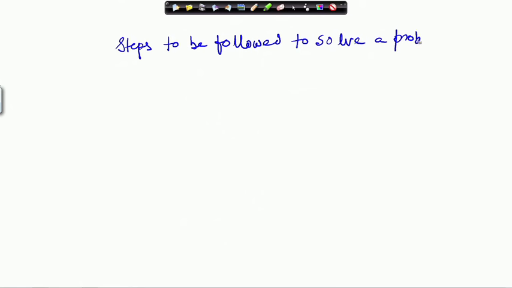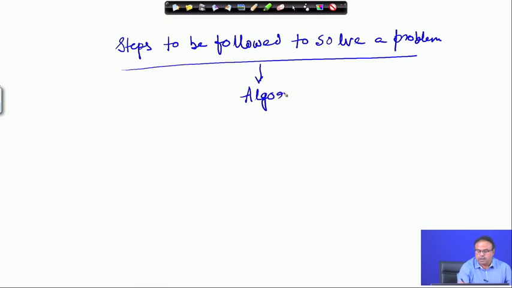And these specific steps, the steps to be followed to solve a problem, this is also known as an algorithm. Algorithm consists of the specific steps or the methods that have to be followed in order to solve a problem.